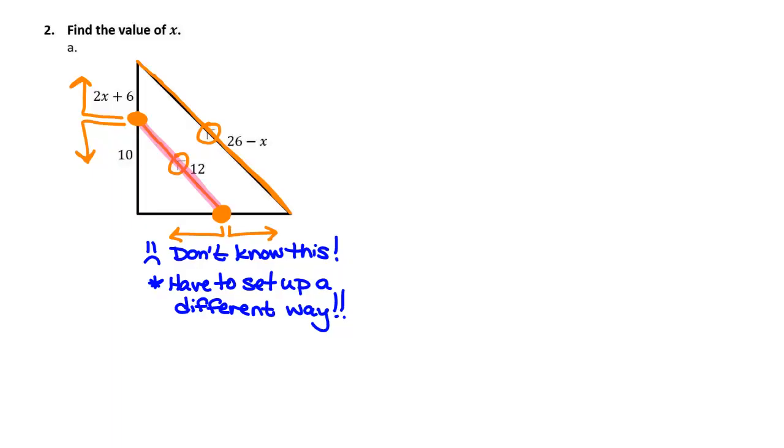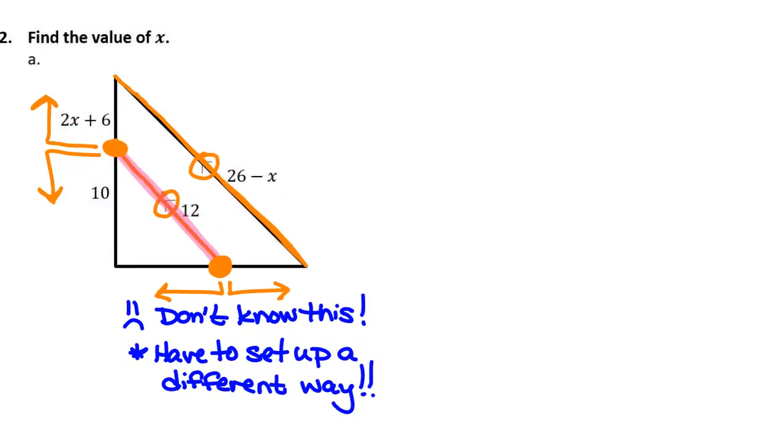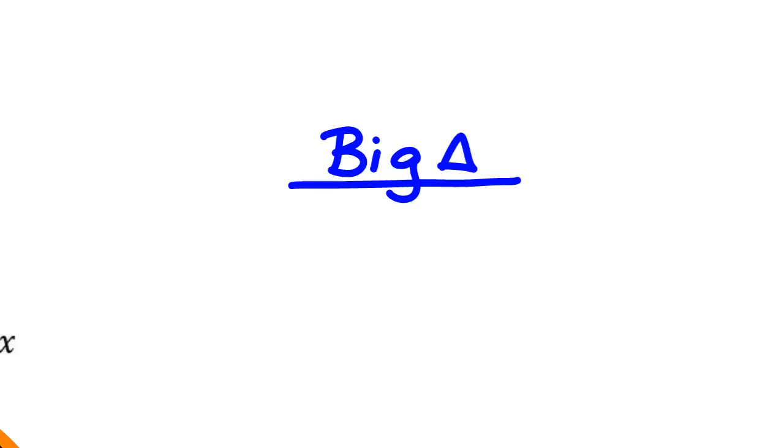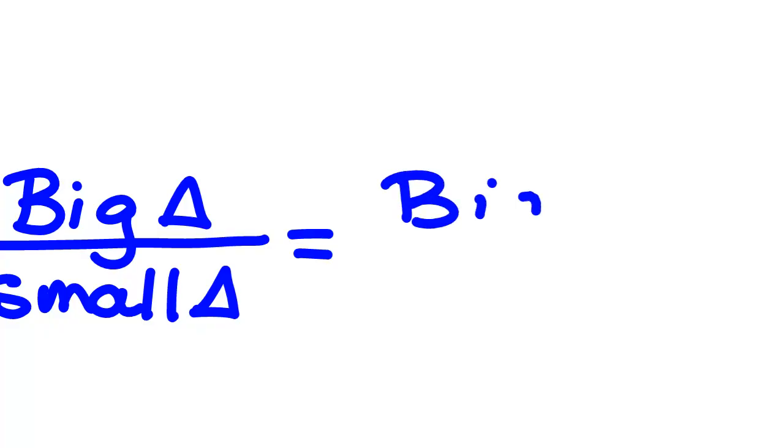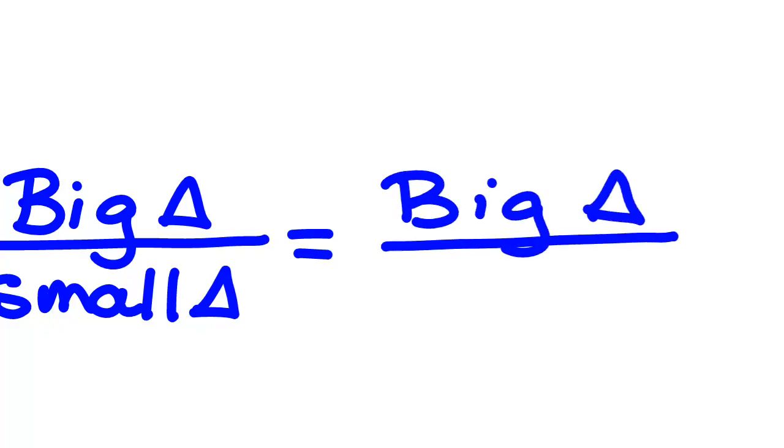Instead of being able to do my 2 fractions with those 2 split sides, I'm going to have to look at this as a full big triangle and a small triangle. So I'm going to do big triangle over small triangle equals big triangle over small triangle.